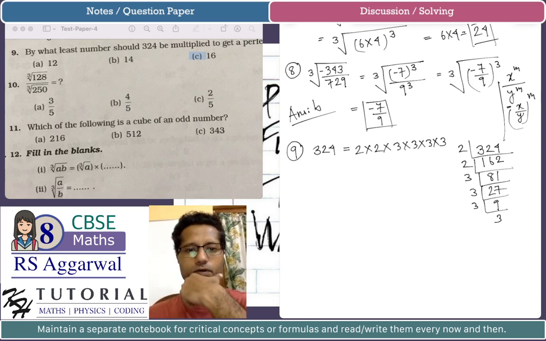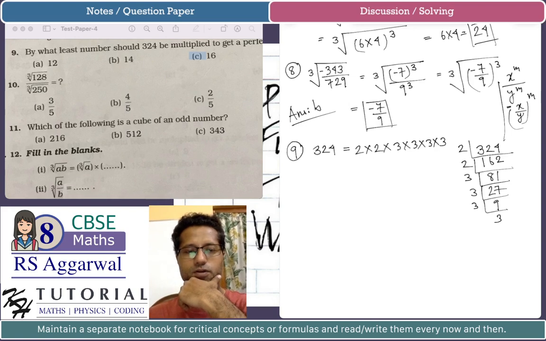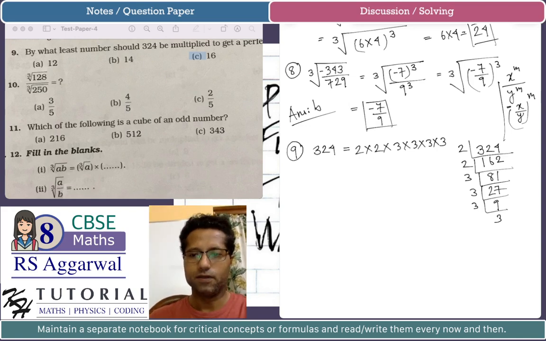Now, if you are following my theoretical videos, I have discussed this pattern of problem: by what least number should a given number be multiplied or divided to make it a perfect cube. I explained with some steps how to find the least number. So in this problem we have to find the least number that needs to be multiplied with the given number, that is 324, to make it a perfect cube. So the first step is to find the prime factorization. We have done it.